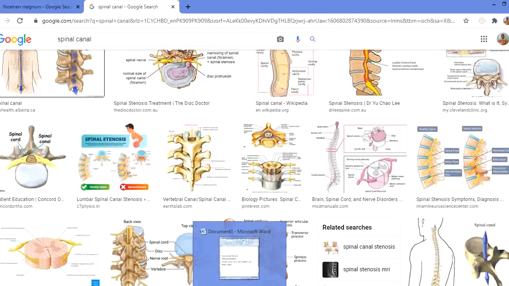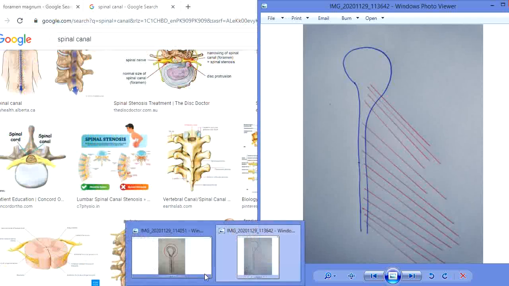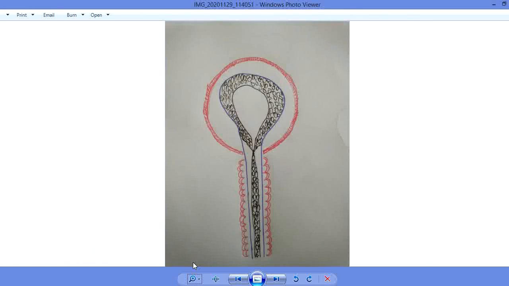So this was all about the nervous system. We will go to the detail in the next lecture.